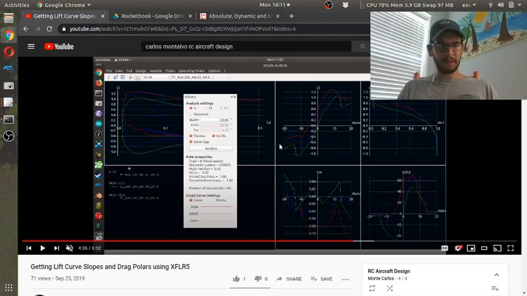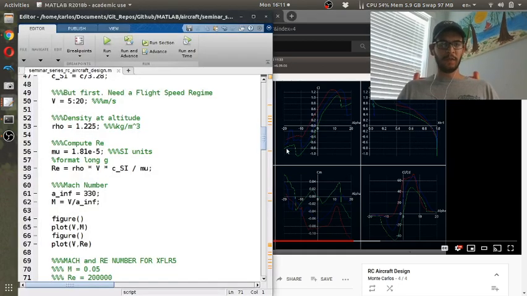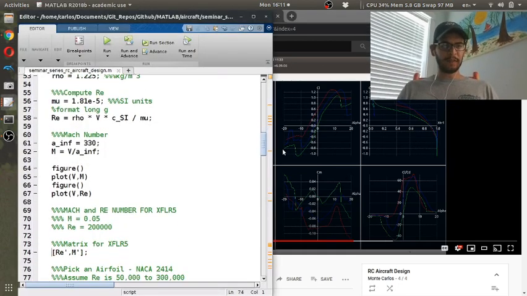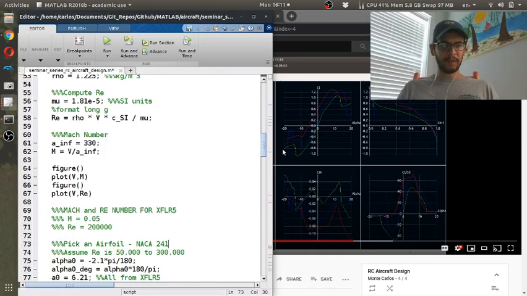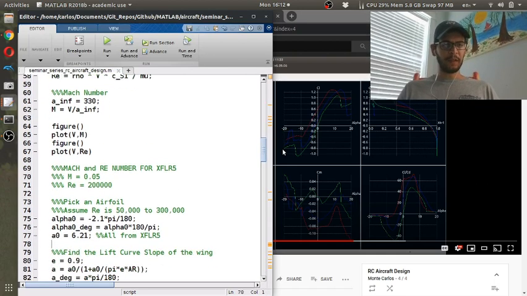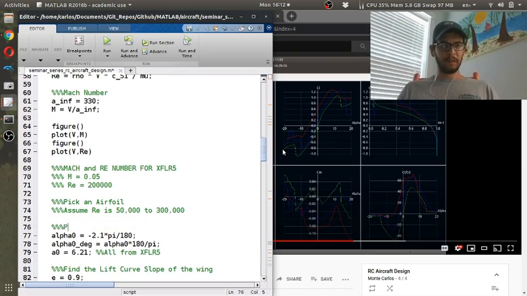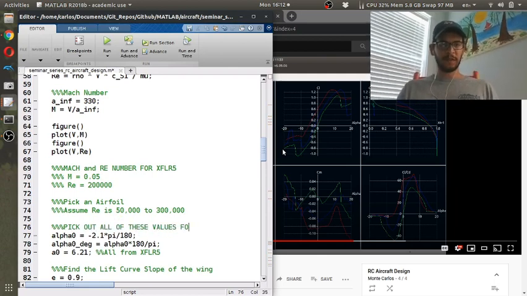So this is lift versus angle of attack. You've got pitching moment, you've got lift to drag ratio, and you've got your drag polar over here. These are the variables that you're trying to get for your airfoil. So at this point, I'm going to say, pick an airfoil. Assume Reynolds number is 50,000 to 300,000. That's a pretty good range. And then it looks like you pick out all of these values from XFLR5.